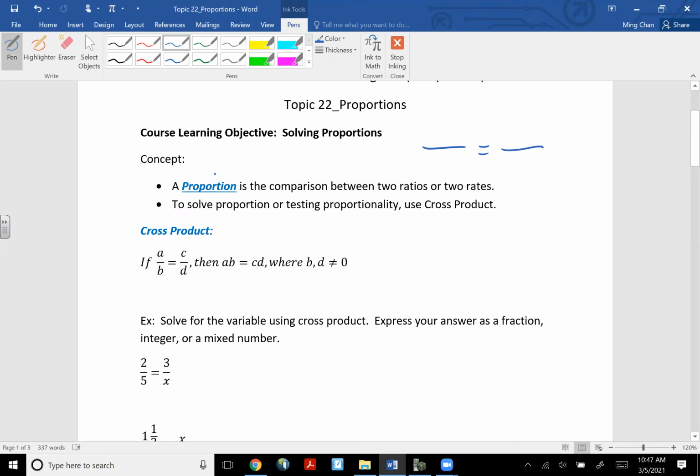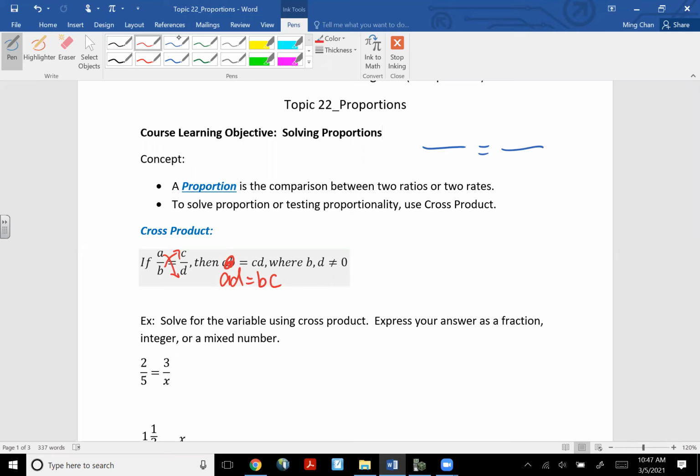Okay, so to solve proportions or test proportionality, we use something called a cross product. So if I have a ratio equal to another ratio, or a rate equal to another rate, then we multiply them diagonally. So that will be A times D, set equal to B times C, which is BC. All right. I know we haven't talked about solving linear equations yet, but the process here is actually not that hard, and I can explain here.